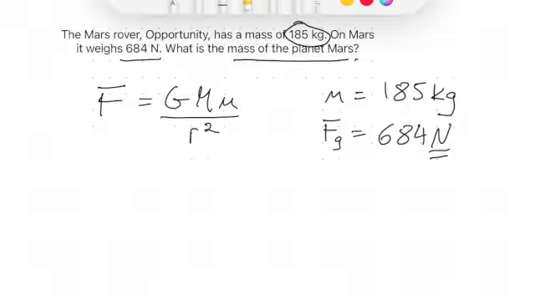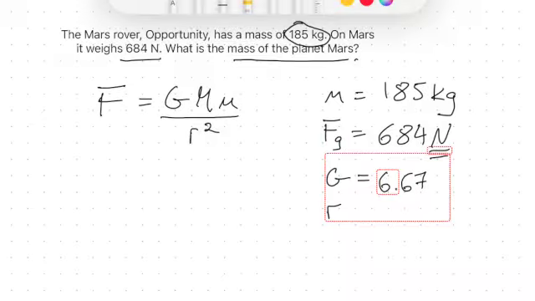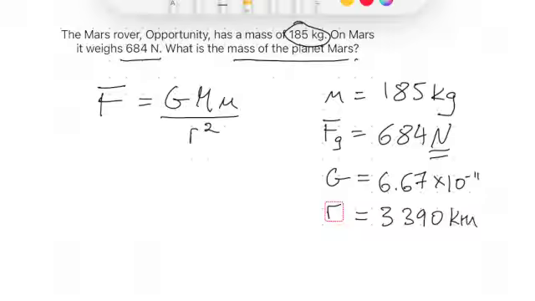What about big G and R? So big G comes from your formula sheet. You should have on a test a sheet, and it will say something like 6.67 times 10 to the negative 11 with some kind of crazy units. And R, if you look on my formula sheet, it says 3,390 kilometers. That's the radius of the planet Mars.